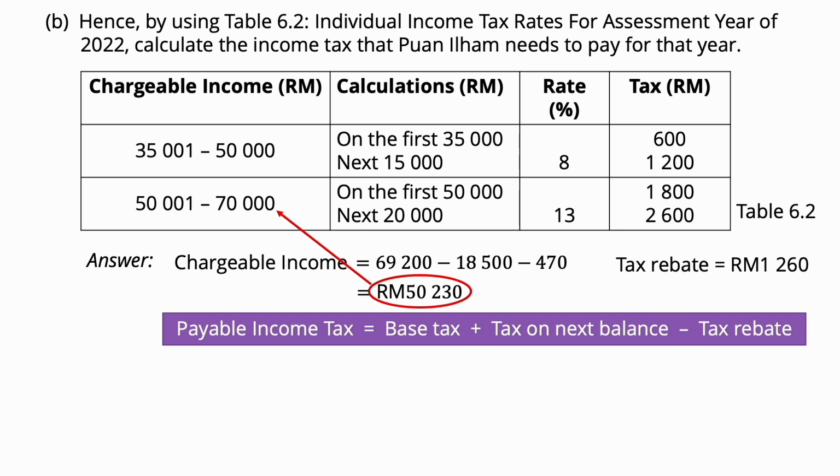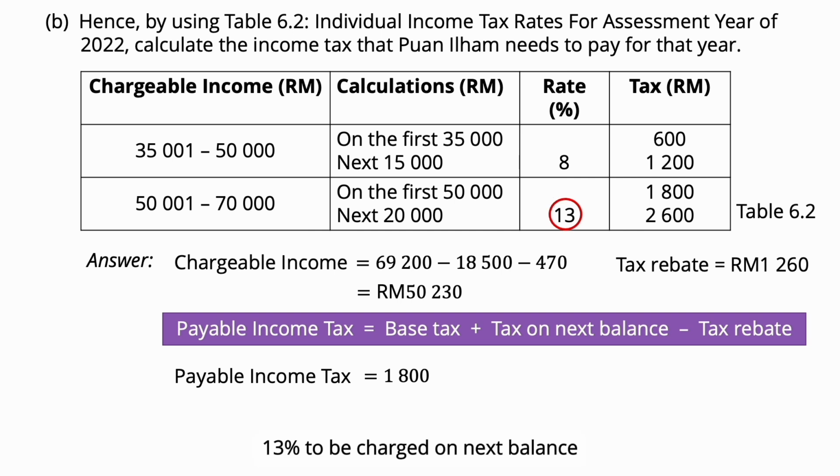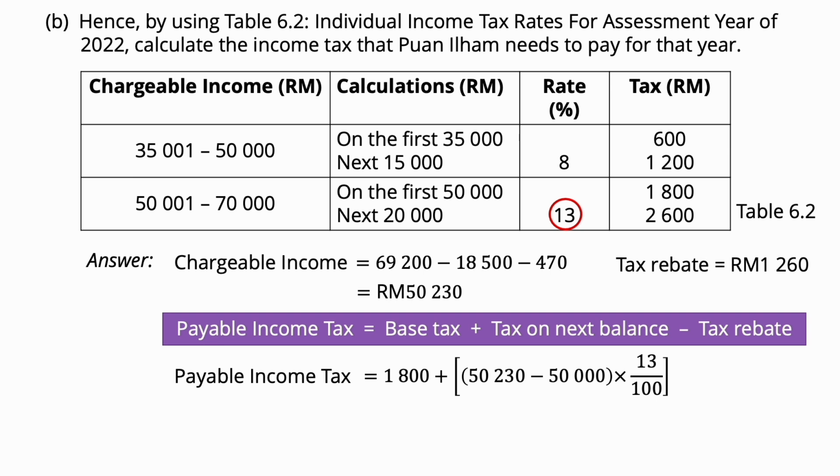Base tax is the tax on the first 50,000 of the chargeable income, 1,800 to be charged for the first 50,000. Payable income tax equals base tax, 1,800, plus the tax on next balance, 13% to be charged on next balance. That's 50,230 minus 50,000 times 13%.